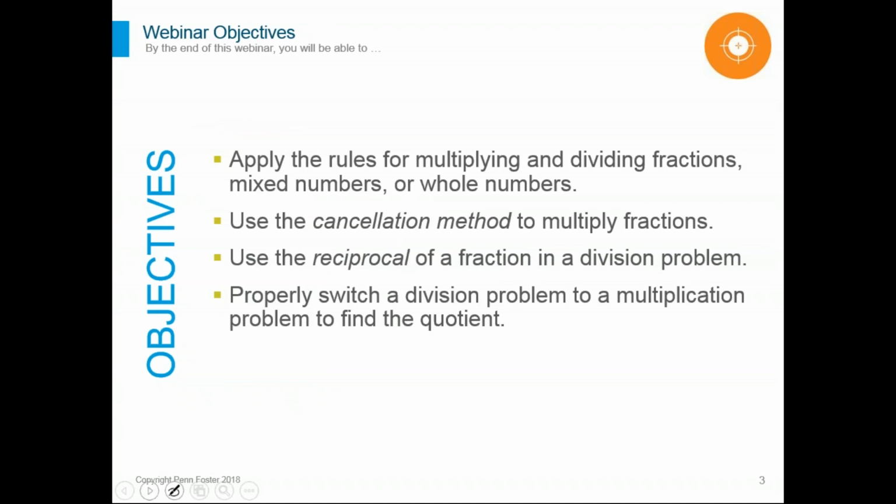Basically, today we're going to go over the rules that we have to go by when we multiply and divide different combinations of fractions, mixed numbers, whole numbers. We're going to learn about the reciprocal when we divide. We're going to learn that division is essentially multiplication. We will also learn how to use the cancellation method.